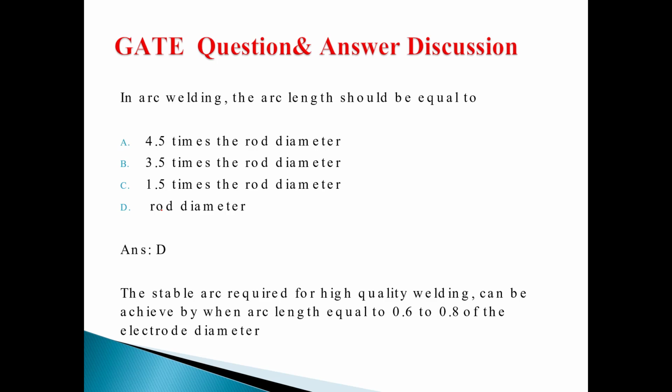In arc welding, the arc length should be equal to: 4.5 times the rod diameter, 3.5 times the rod diameter, 1.5 times the rod diameter, or simply the rod diameter. A stable arc required for high quality welding can be achieved when the arc length is equal to 0.6 to 0.8 of the electrode diameter. As per this, the right answer is D.